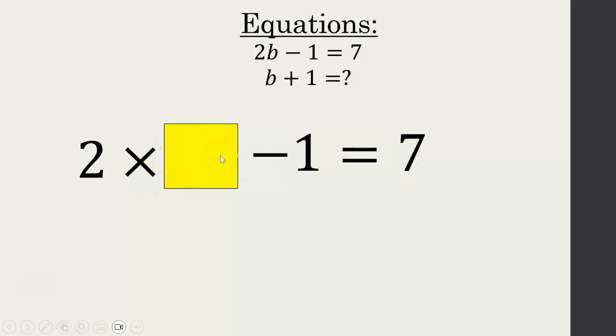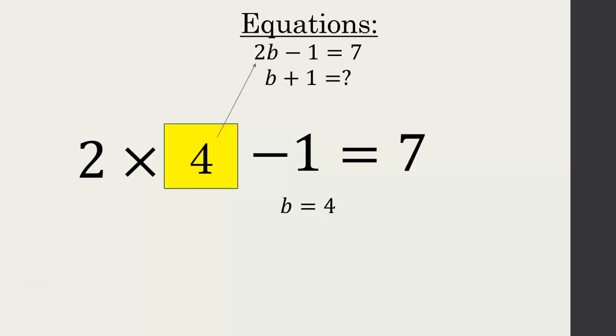We'll put in 4. 2 times 4 is equal to 8. Minus 1, that's 7. 7 is equal to 7? Yeah. So 4 is the number I'm going to plug in here that makes this equation work. So again, what we're doing is we're just plugging numbers in for my box or for my variable, and I'm trying to see which one fits this equation, which one is kind of like the key to this equation. And in this case, it was 4. So b is equal to 4.